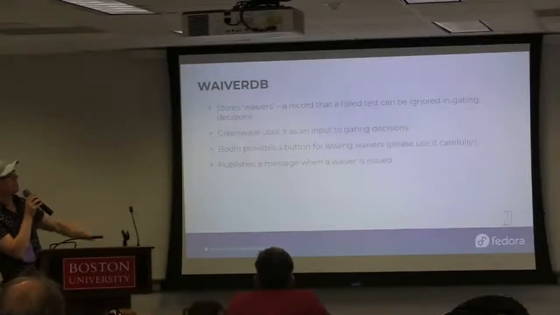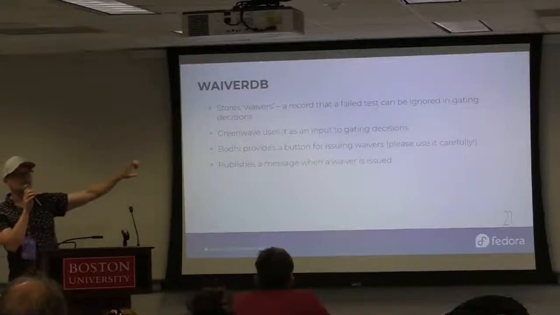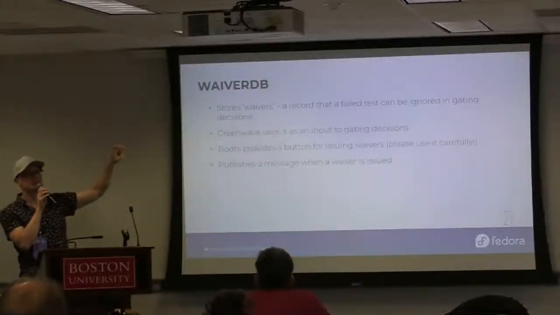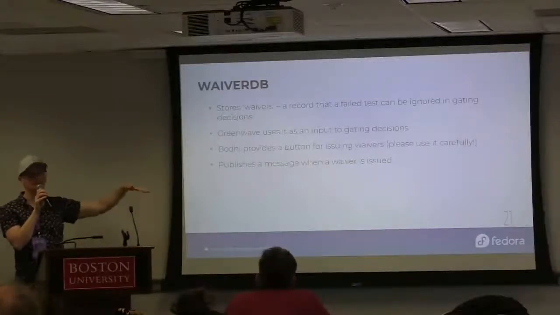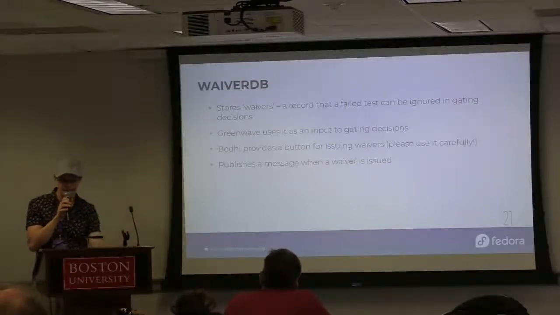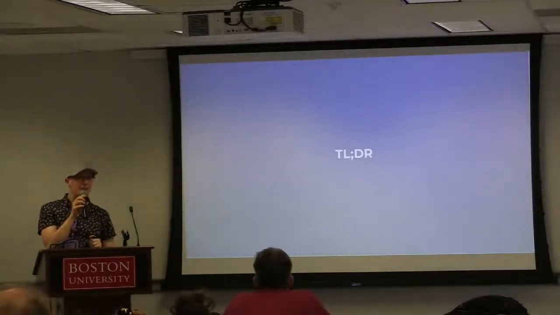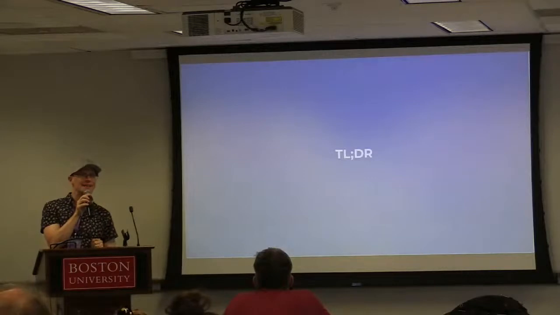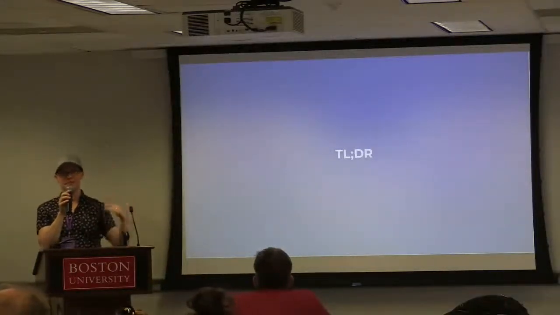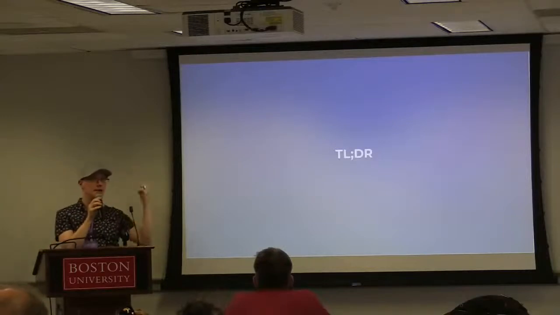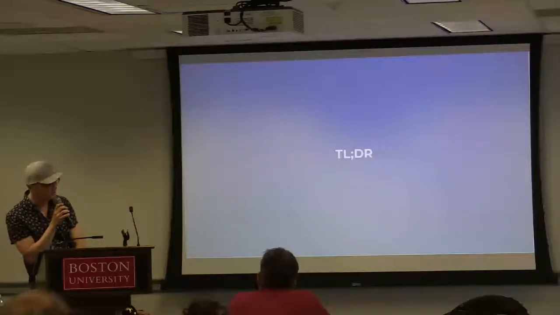The way Bodhi does its updating is that it listens to WaiverDB for new waivers, and it listens to ResultsDB for new results. And any time it sees a result or a waiver which may be relevant to the update, it updates the gating decision. That process was buggy for quite a long time. I fixed the last bug in it last week. So if you've noticed as a Fedora packager that your gating decisions are weird and don't get updated fast enough or get updated too much, that should be better now. If it's still not better, come and yell at me about it.